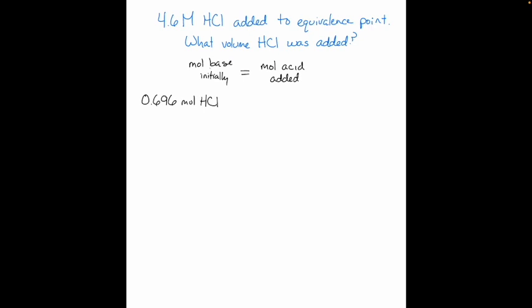Again, can you take this 4.6 big M and turn it into something that we can use in our math? That's the name of the game. So that's the amount of moles of base we started out with initially. But since we're at the equivalence point, that's how many moles of acid we have at the equivalence point. So that's how I was able to say 0.696 moles of HCl, because that's how many moles of NH3 I had.